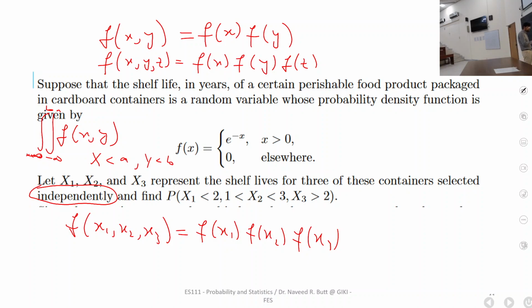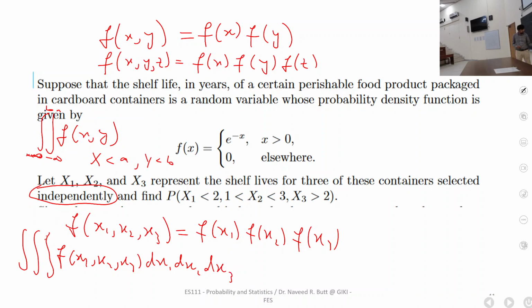So basically then, what you're looking for, this probability, is the integral of f(x1, x2, x3) dx1 dx2 dx3, and now you can start from the inner one. What's the range for x1? Minus infinity to 2. Where is minus infinity coming from? They are saying x1 is less than 2.